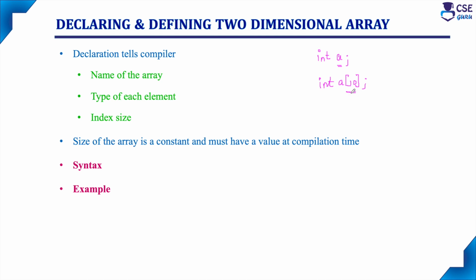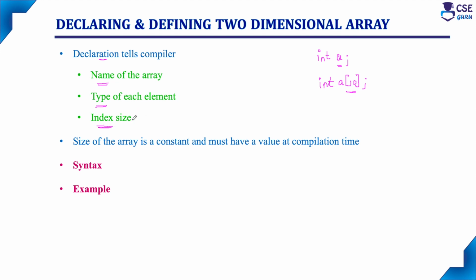Similar to variables and one-dimensional arrays, we need to declare and define a two-dimensional array before it is used in programs. The declaration tells the compiler the name of the array, the type, that is the data type of each element, and also the index size.